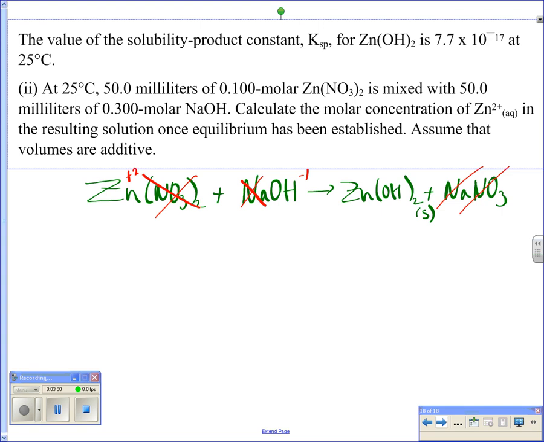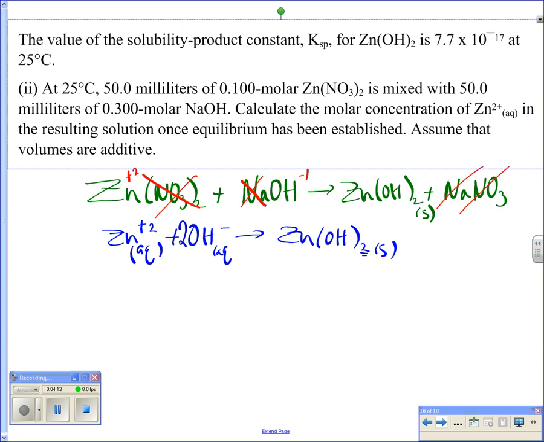So what am I left over with? Well, let's write that out. I got some zinc plus 2 plus some OH negative 1, and I make my zinc hydroxide solid, and that is my net ionic equation. Both of these are aqueous, but I need to balance, so I need 2 hydroxides to take care of that guy right there. So this is my reaction.